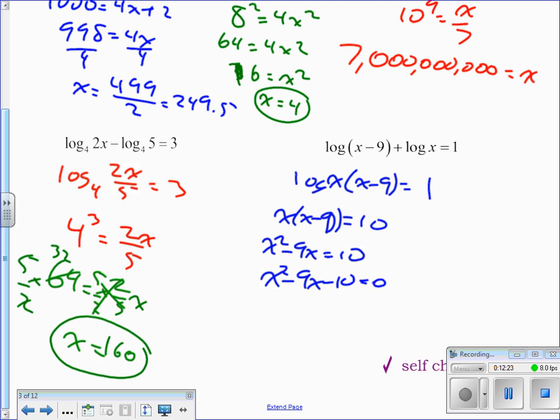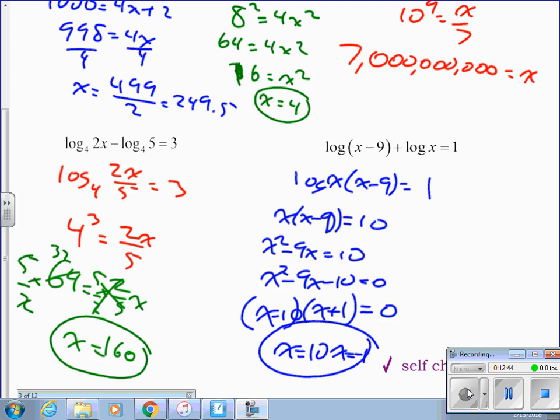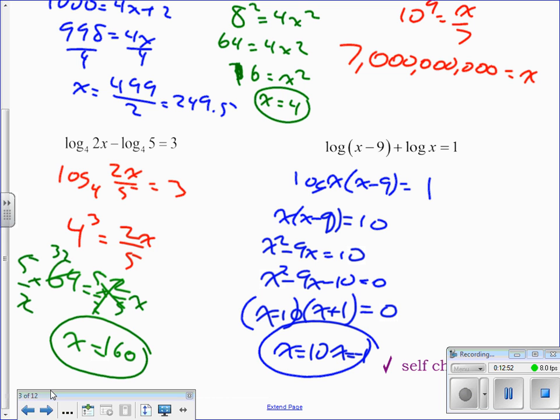Two numbers multiply to give me negative 10, subtract to give me 9. 10 and 1. It's easy. It's only one number difference between the two. So I get x minus 10, x plus 1 equal to 0, x equals 10, x equals negative 1. Questions? We've done it before. Not that much of a step difference from what we did last time.